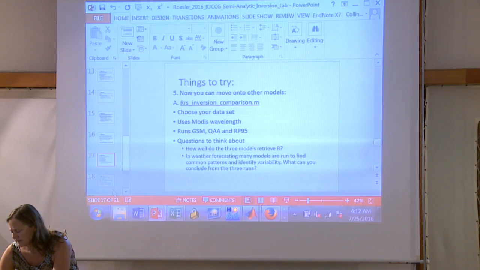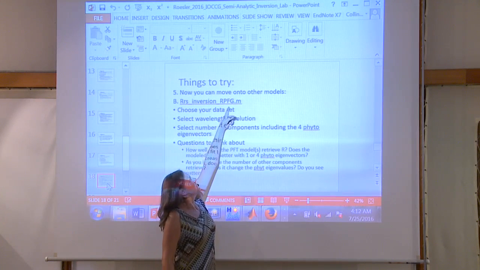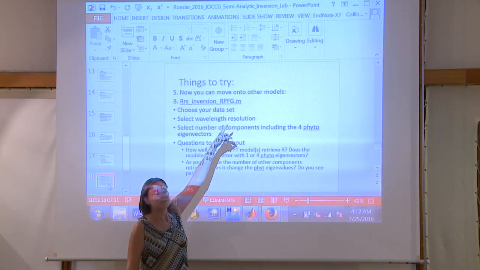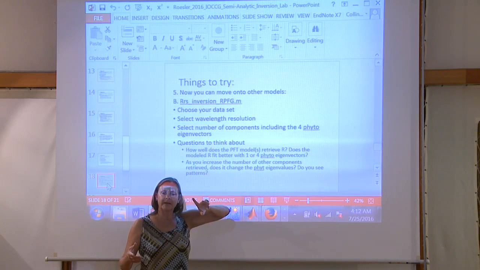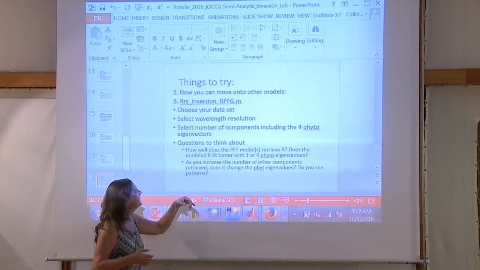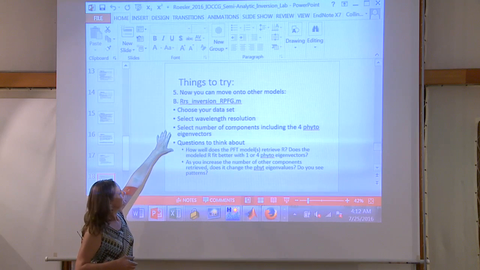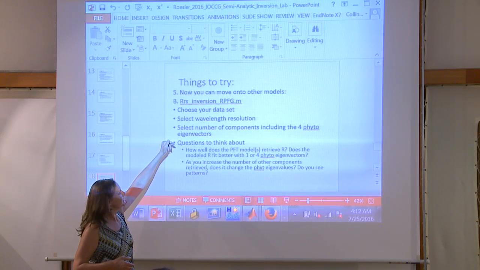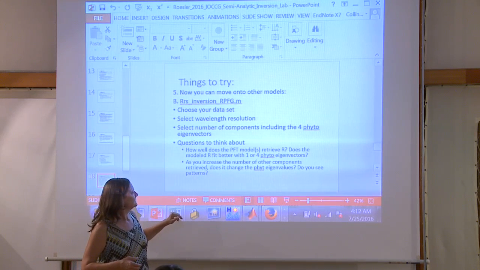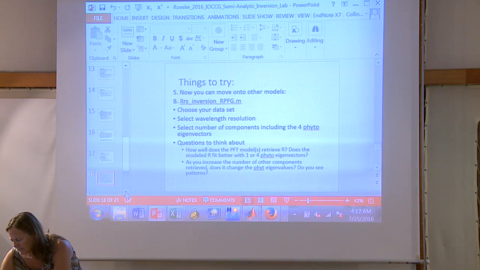And then this is the phytoplankton functional group inversion. So it's basically the Roesler-Perry model, but instead of 1 phytoplankton, you can put in 4. So you can give that a try and see if you do a better job fitting by allowing for different phytoplankton. And here's some questions for you.